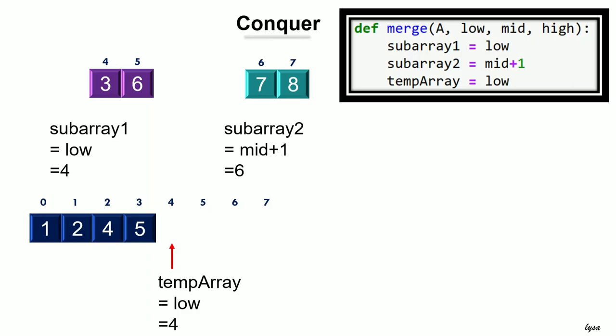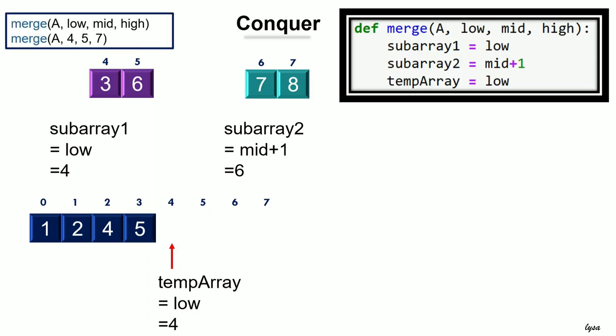Subarray 1 starts from the first index of the left sublist, so it has the value 4. Subarray 2 starts from the first value in the right sublist, so it takes the value 6. And we are trying to conquer the sublist on the right hand side in the indices 4 to 7. So the temporary array is now pointing to the location 4.